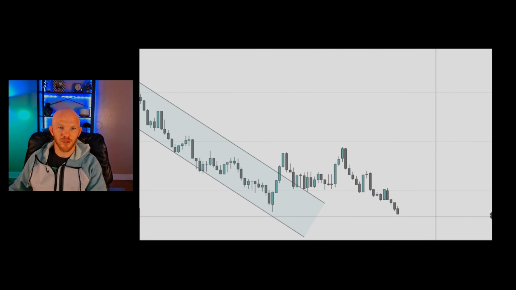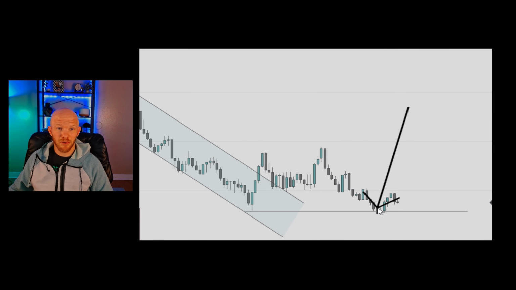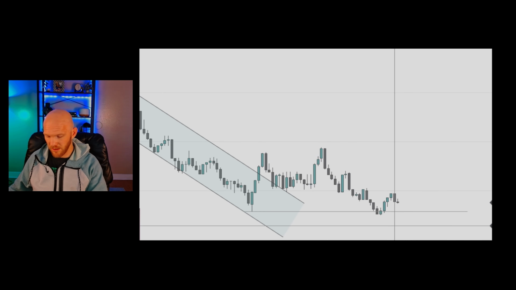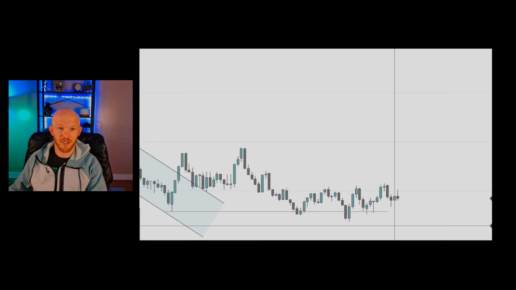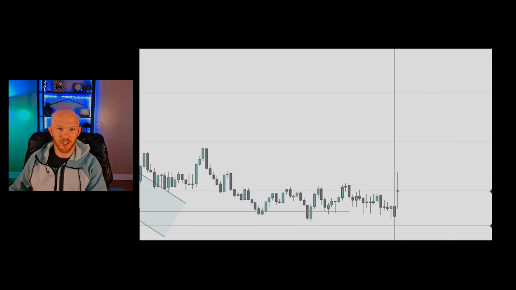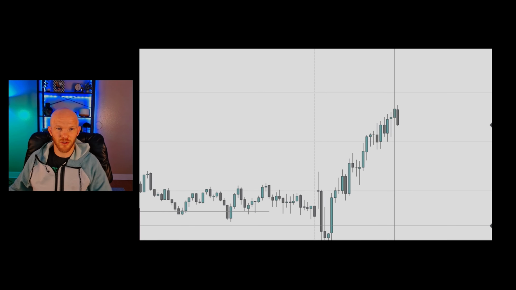Then the market pushes to a new extreme. And technically it happened right down here. So we would need to stop shorting because the likelihood of a reversal has just gone up significantly. And in this case, it kind of chops around for a little bit, but then quickly starts to reverse.